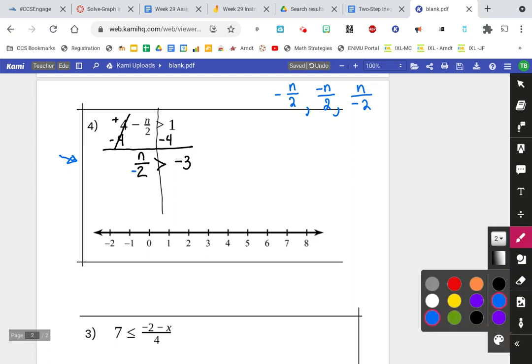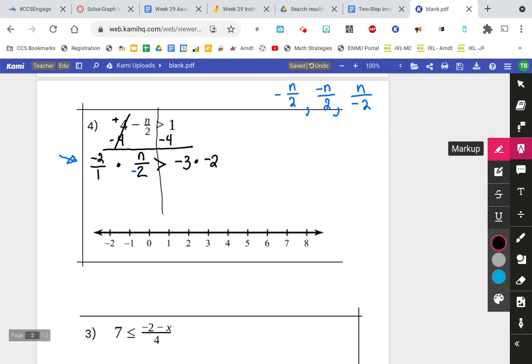So anyway, right now I have to isolate the variable. The variable n is being divided by a negative 2. So I have to think, okay, how can I undo division by negative 2? I can undo division by negative 2 by multiplying by negative 2. And it's okay if I do that, so long as what I do to one side, I do to the other. But I want you to look and pay careful attention at what just happened here.